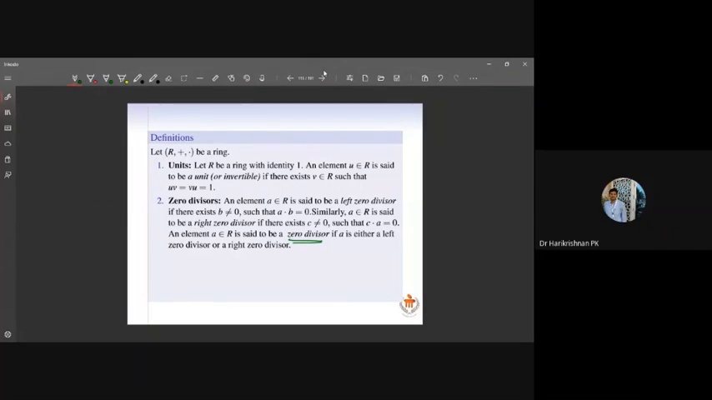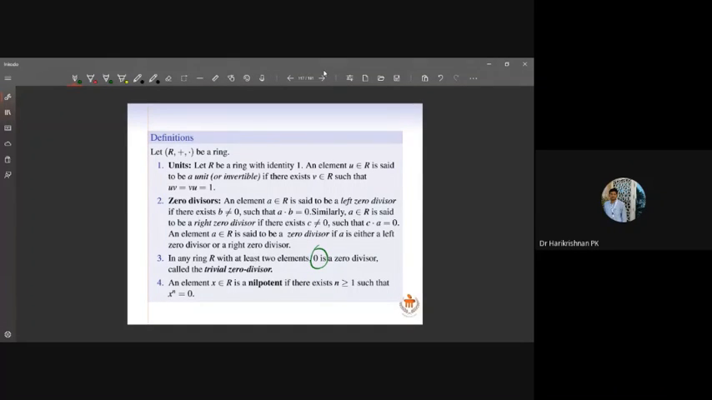If you are able to find a non-zero element such that this left product and right product is equal to 0, then you can tell it is a zero divisor. So if you take a ring with at least two elements, then the element 0 is a zero divisor, and this zero divisor is called the trivial zero divisor. In a ring with at least two elements, the zero element is a zero divisor.